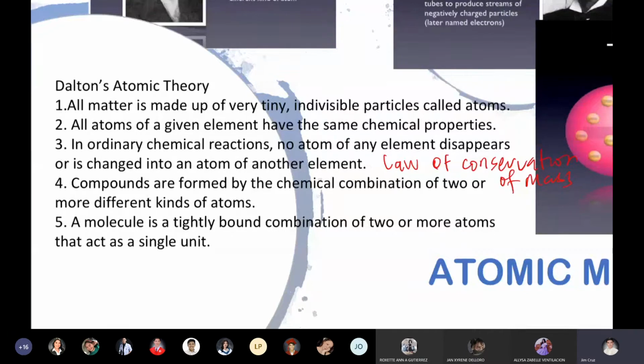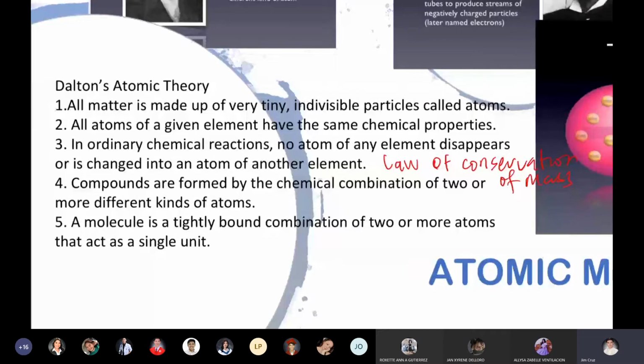Kung ano yung atoms, kung ano yung dami ng atoms in your reactants, that is the same for your products. Walang mawawala, no? Walang susobra, no? That's why in the future, we will learn to balance chemical equations because of this postulate by John Dalton, no? So that is the law of conservation of mass, no? So yeah, that in chemical reactions, atoms are not destroyed. They're also not created. Instead, they only change their partners, no?